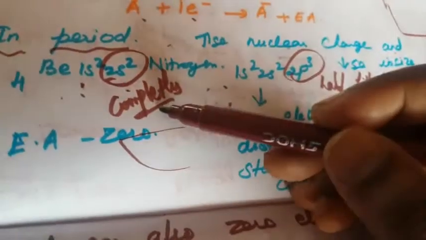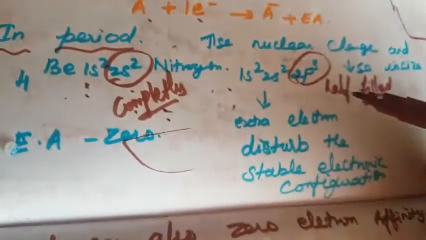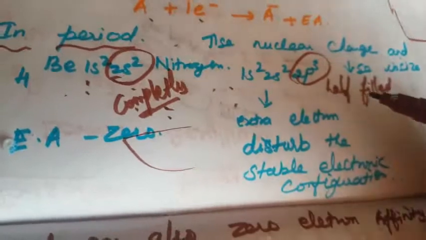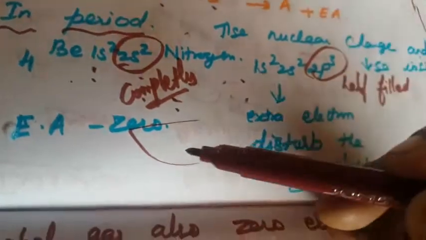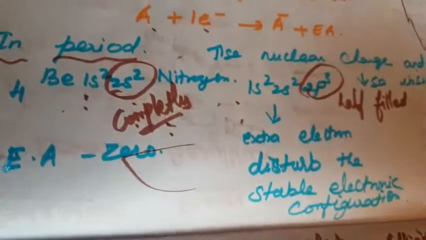What is the reason? Beryllium is completely filled and nitrogen is half-filled, and in both the extra electron disturbs the stable electronic configuration. That is the reason electron affinity will be zero. Sometimes they ask this as a 2 mark reasoning question: why is the electron affinity of beryllium and nitrogen zero?